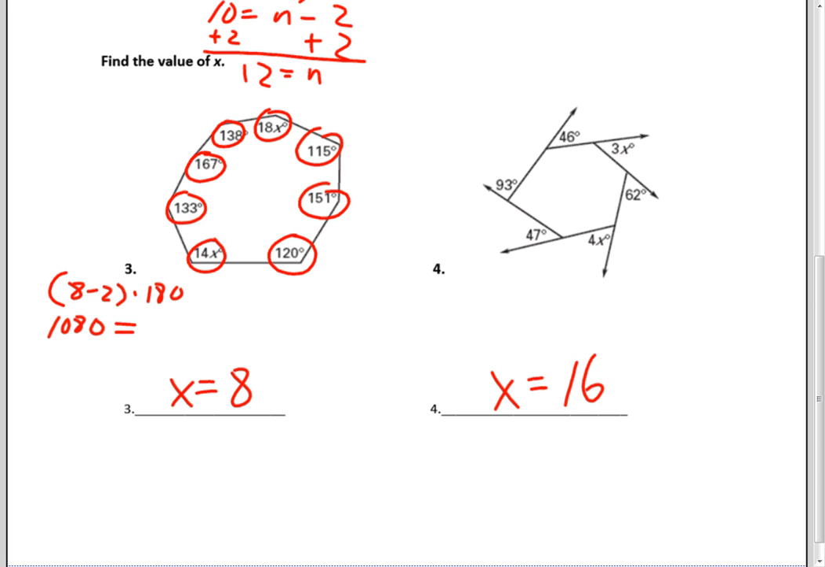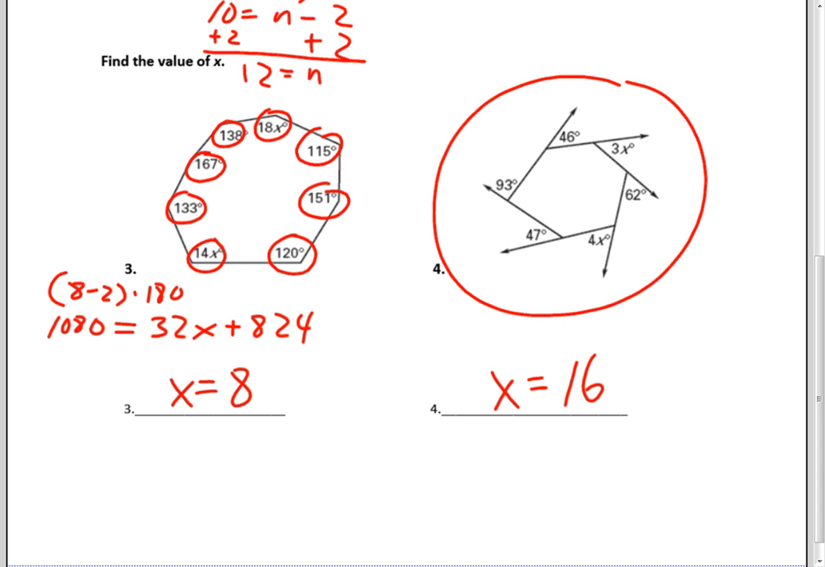Equal to everything that's over there. That turned out to total up to 32x plus 824. And then solving that equation will get you x equals 8. What's the total for the whole outside? 360. And you would have ended up with a 7x plus 248 equal to the 360.